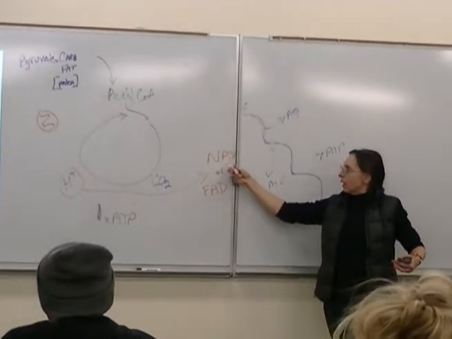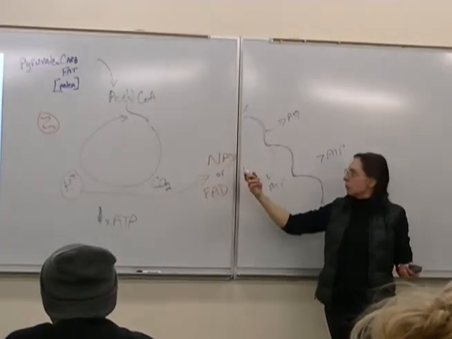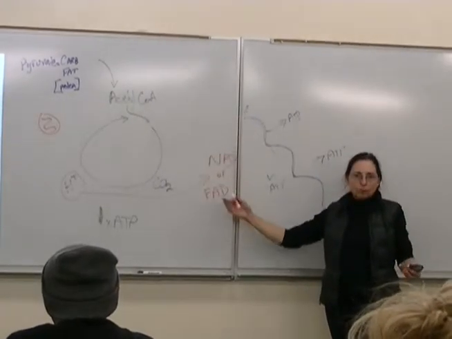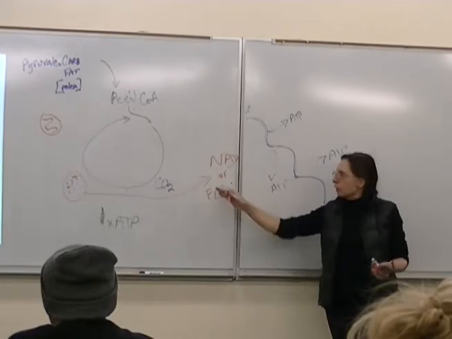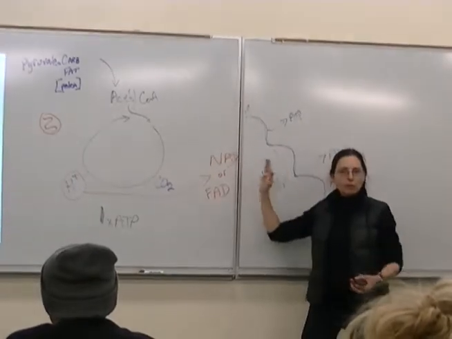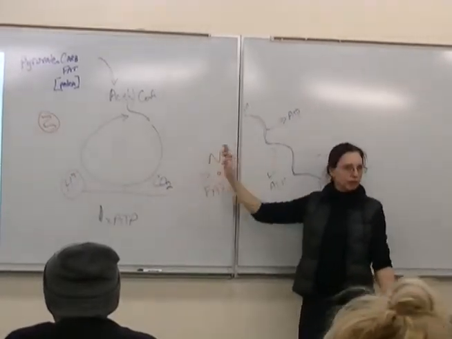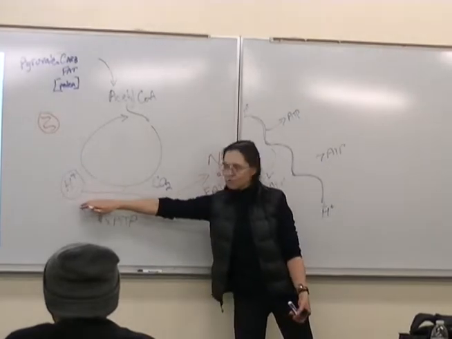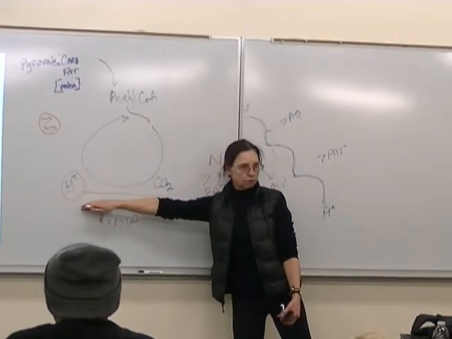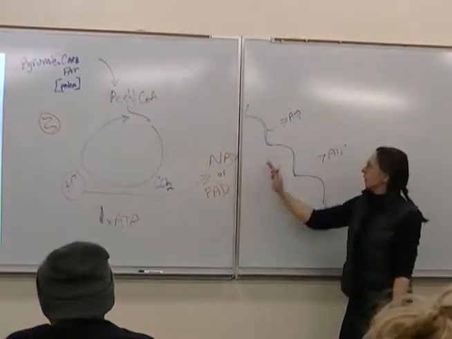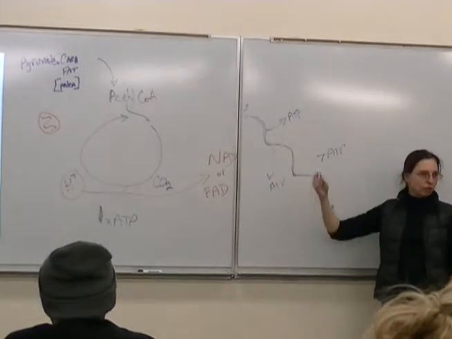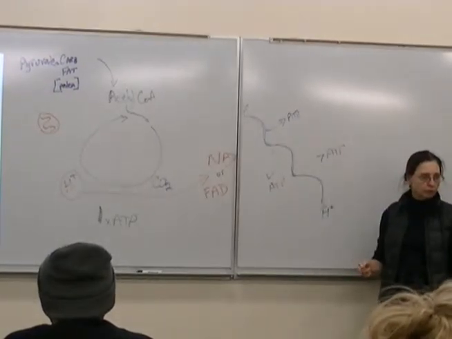Think of it like a red bus or a blue bus. They shuttle backwards and forwards here. They pick up the passenger, the hydrogen. They drive over, they drop the hydrogen off at the electron transport chain.